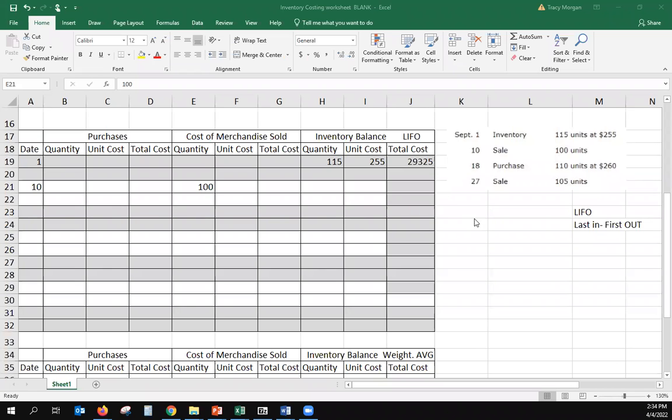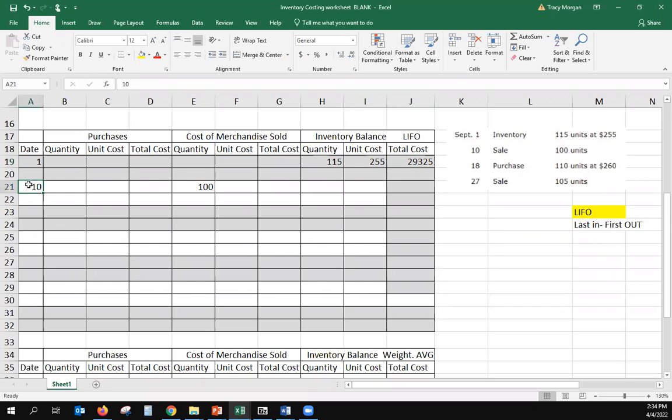Now we're going to work through this same example using the LIFO inventory costing system. LIFO means last in, first out. Last in, first out means that whatever was last to come in the door is the first to go out the door, and that means that you're always going to sell your most recent products first. So here you see September 1st, we have beginning inventory of 115 units at $255, for a total inventory cost of $29,325.